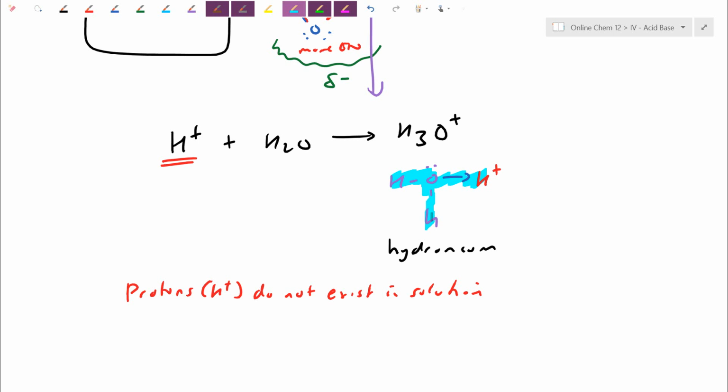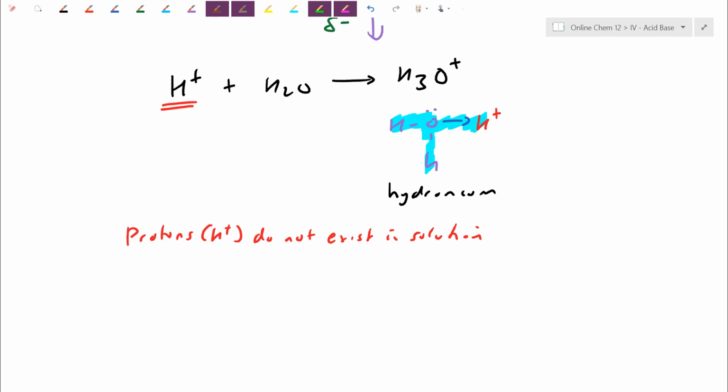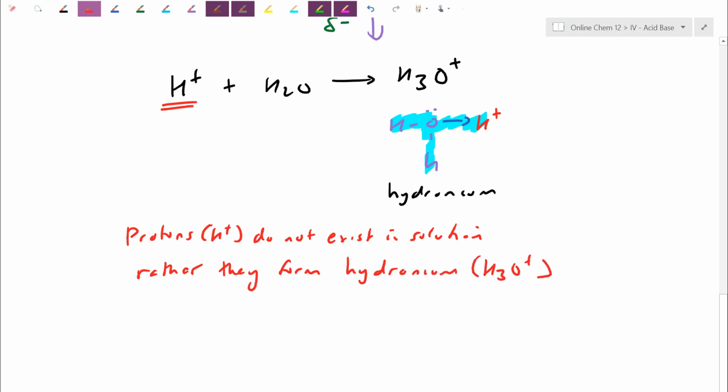So protons as H+, they don't exist in solution. Rather, they form this hydronium polyatomic grouping here, and hydronium we're going to write as H3O+. Not only throughout this chapter here, we're going to be synonymous. Oh, H+, oh yeah, that is a proton. We're also going to say an H+ effectively is a hydronium. These ones here are synonyms. One way is a little bit simplified, as we're going to see on the tables, but we can always get to the more complex form.